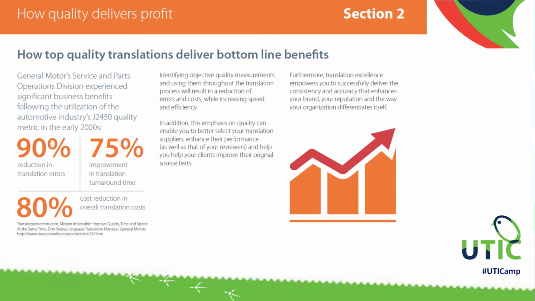So just one example from the automotive industry, which we put into our ebook. I will share some resources at the end of the presentation for further reading and viewing. And this is of course an ebook that SDL have created together with some of our LSP partners on the topic of quality assessment. But it is quite interesting to see how in the automotive industry, General Motors have been able to effectively reduce the number of translation errors, improve the translation turnaround time, and reduce the overall translation costs by implementing quite strictly the quality metric put forward by J2450.